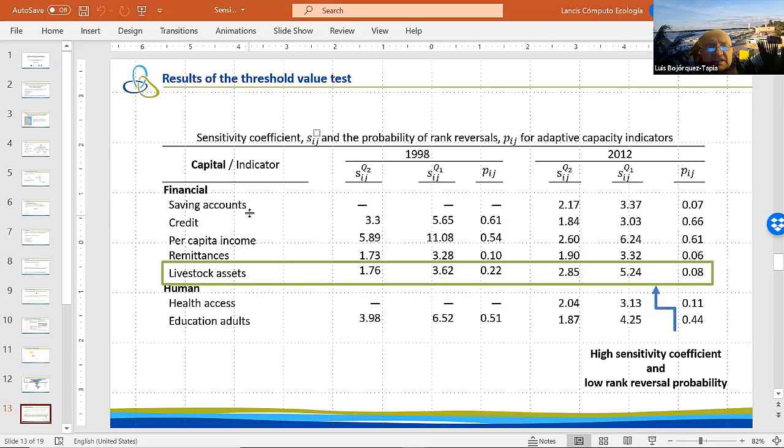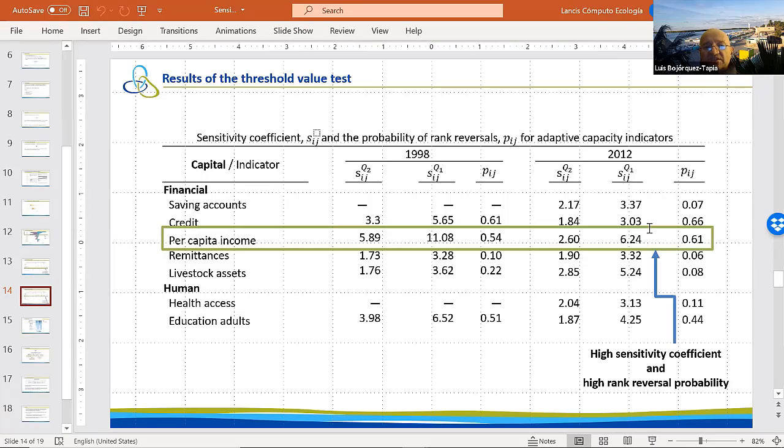And again, check credit. Look at the median, the first quartile, and the probability. It's very high, comparable to the one in 2012. But take a look at the values of the rank reversals.